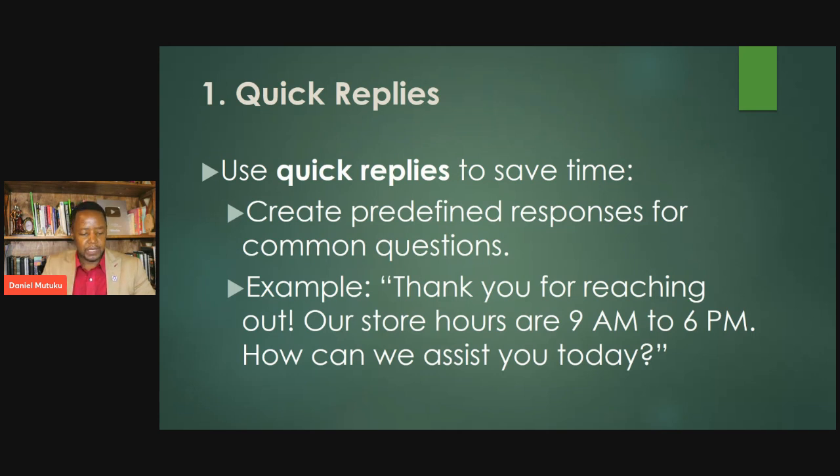Now, for example, if people ask you, at what time do you open? You can have a message like, thank you for reaching out. Our stores open at 9 a.m. to 6 p.m. How can we assist you today? Imagine typing that every time there's an inquiry. By the way, what time do you open? But you can write this as a quick reply and use a short code, something like opening hours or open. So when you just type /open on your WhatsApp message, this one populates and you send it. I'll show you how that works.